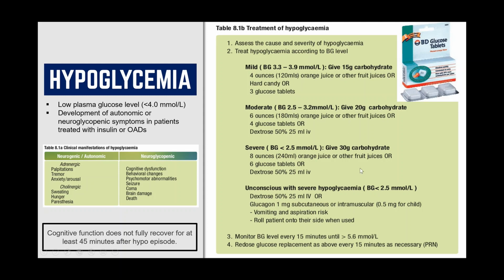If the blood glucose is less than 2.5 millimole per liter, or the patient is unconscious, these conditions are severe. So we need to bring this patient to the hospital to receive dextrose 50% 25 ml IV infusion. We need to monitor the blood glucose level every 50 minutes until the level is more than 5.6 millimole per liter.